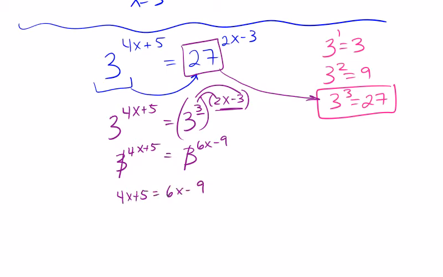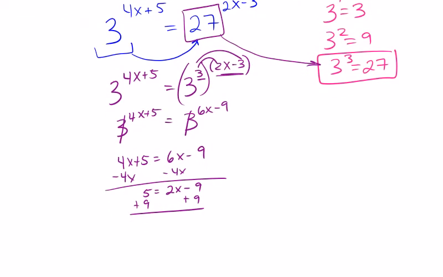So then what happens here? Subtract the 4x. So we get 5 equals 2x minus 9. Add the 9 to the other side, and that gets us 14 is equal to 2x. Divide by 2, and our x value is 7. So now let's go back and check that out. So we get 3 to the 4 times 7 plus 5 is equal to 27 to the 2 times 7 minus 3.